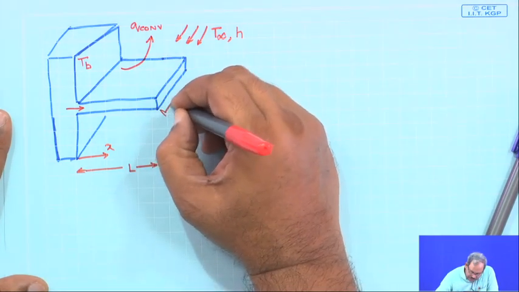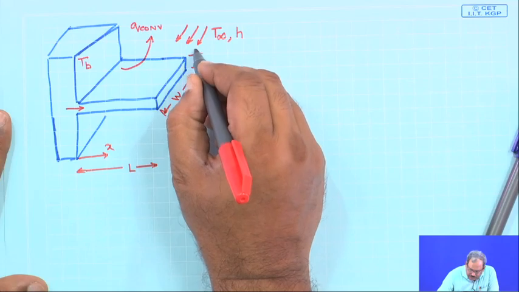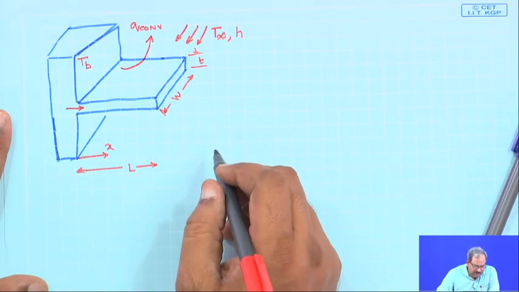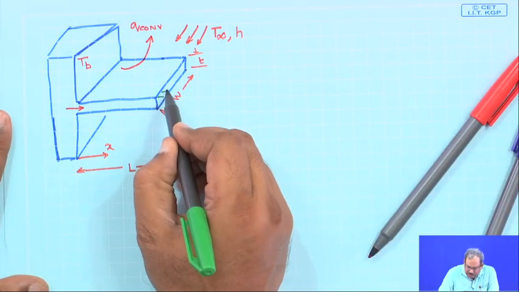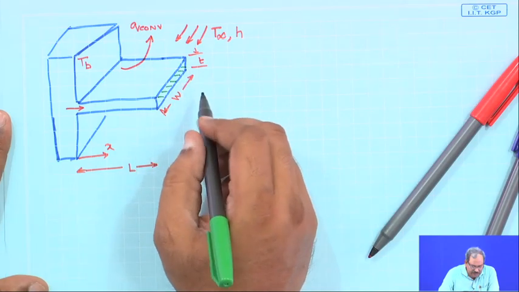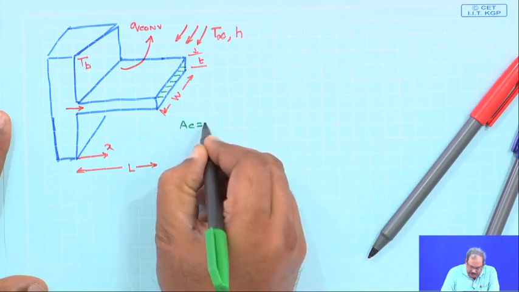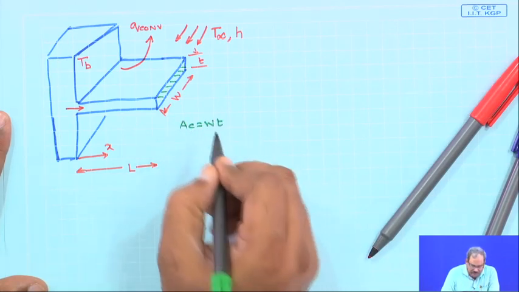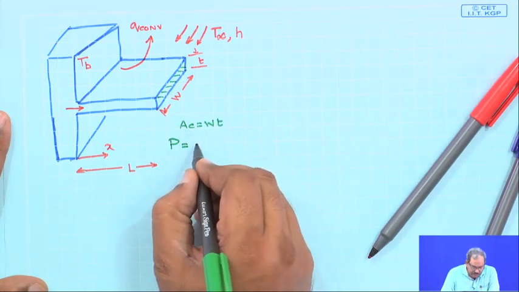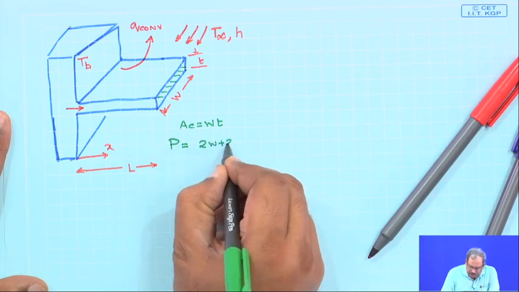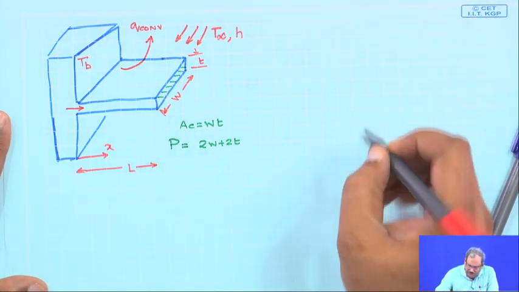The width of this is W. The thickness of the fin, let us say it is T, and so therefore, AC, the cross sectional area which is available for conduction, is simply going to be W times T. And the perimeter of this fin would simply be equal to 2W plus 2T. So, that is the perimeter of the fin, and this is the cross sectional area of the fin.